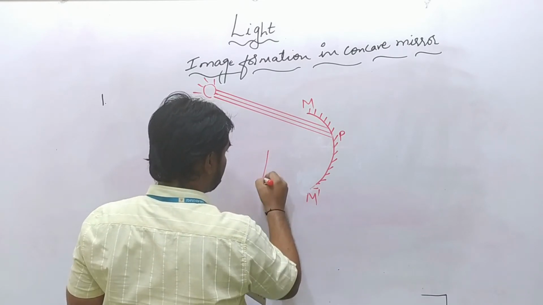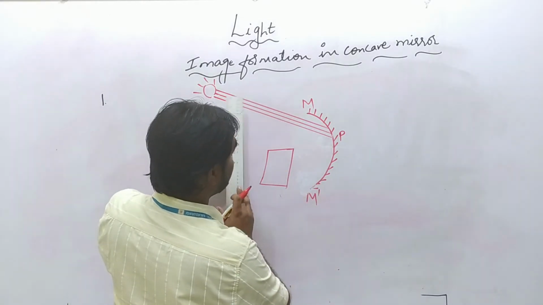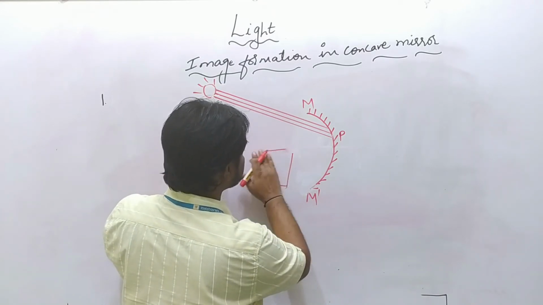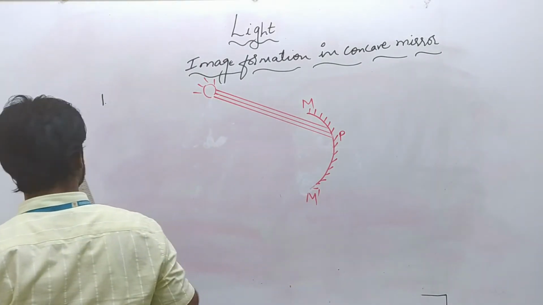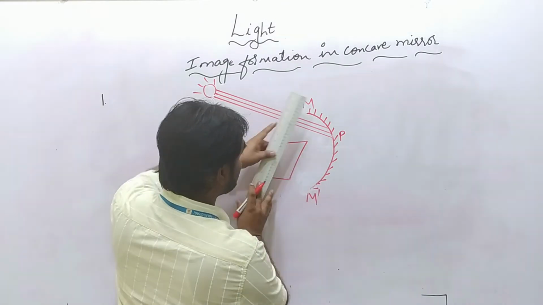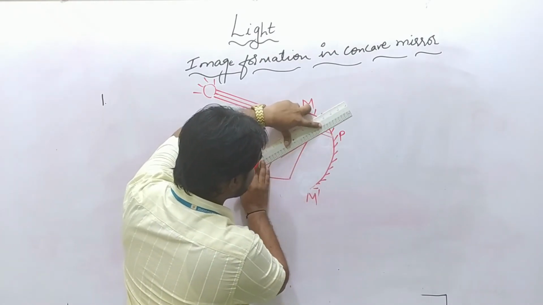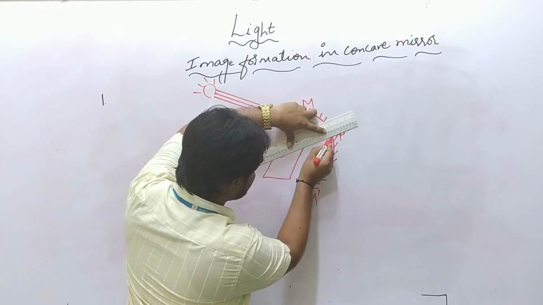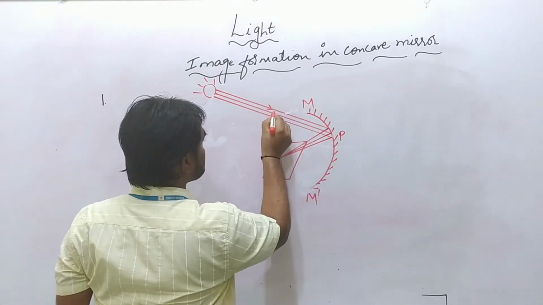And now if I take a piece of paper and try to capture this, where are we going to get the focus point? Now let me draw the reflected ray. You will be doing this experiment in the class.